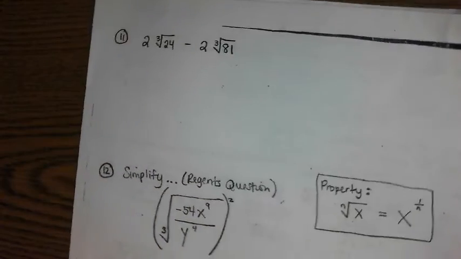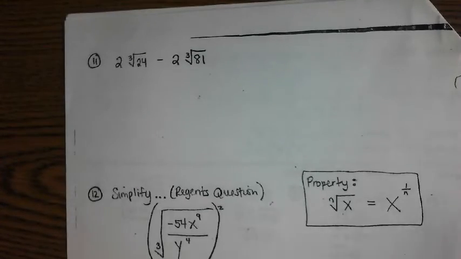Okay, flip to the back. Similar with adding, subtracting radicals, but now I have cubed roots here. So obviously they're not like radicals from the get-go. What's the biggest perfect cube that goes into 24?